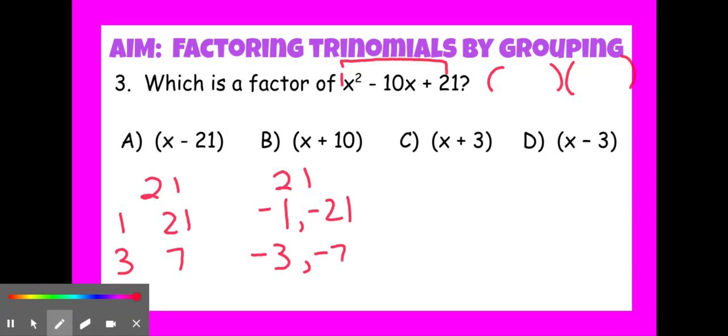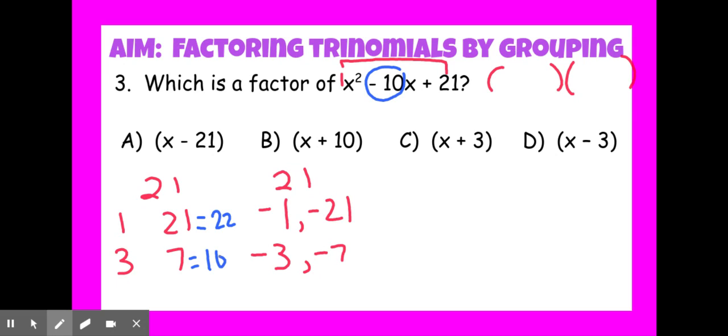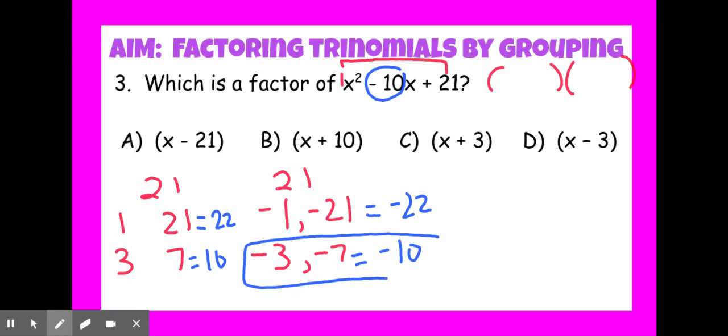Now we're going to add them to see which one gives us our negative 10. So what's 1 plus 21? 22. 3 plus 7? 10. Negative 1 plus negative 21? Negative 22. Negative 3 plus negative 7? Negative 10. There's our group of numbers. So it's really important that you follow these steps in order to get the factoring correct.